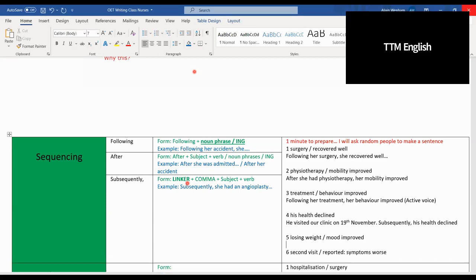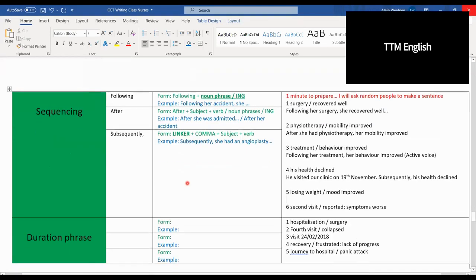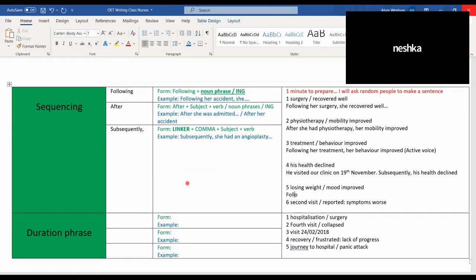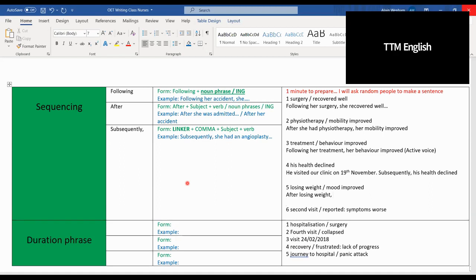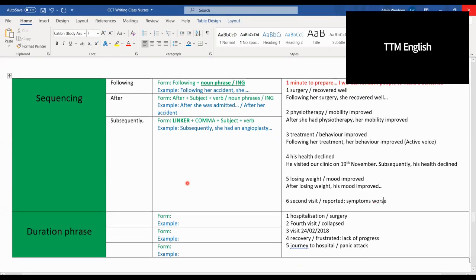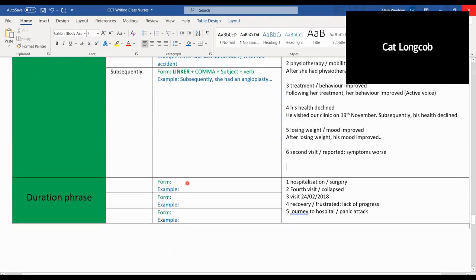Good man. Okay, losing weight, mood improved. You can all shout out if you want to tell me this one. Following losing weight. Now, can I say ing plus ing? Yes, because it's showing. But it sounds nicer if you say after. Two ings together don't sound very nice, but it's okay. Okay, I can say his mood improved. What about this one here? Second visit. Symptoms worse. After. Anyone? After his second visit.